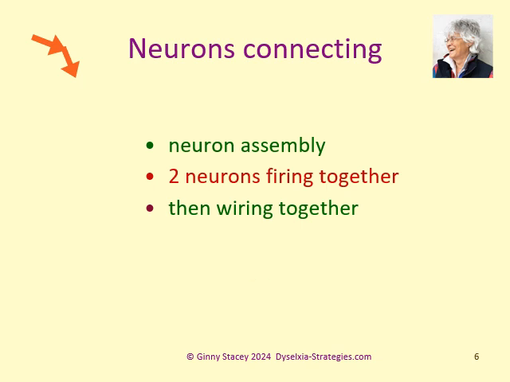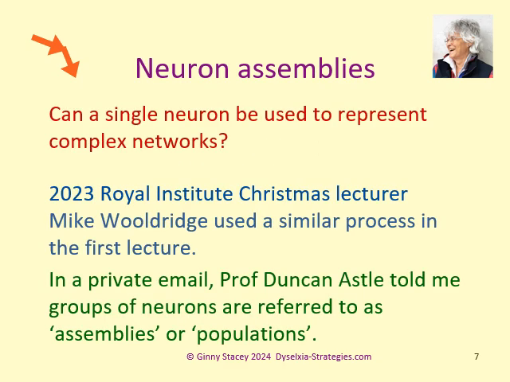Now I want to look at how neurons connect together. And in doing that, I want to talk about neuron assemblies, two neurons firing together, and how they would wire together. So can you talk about a complex network by just drawing diagrams of a single neuron? And you can. It is something that is done within the discipline that works with neurons.